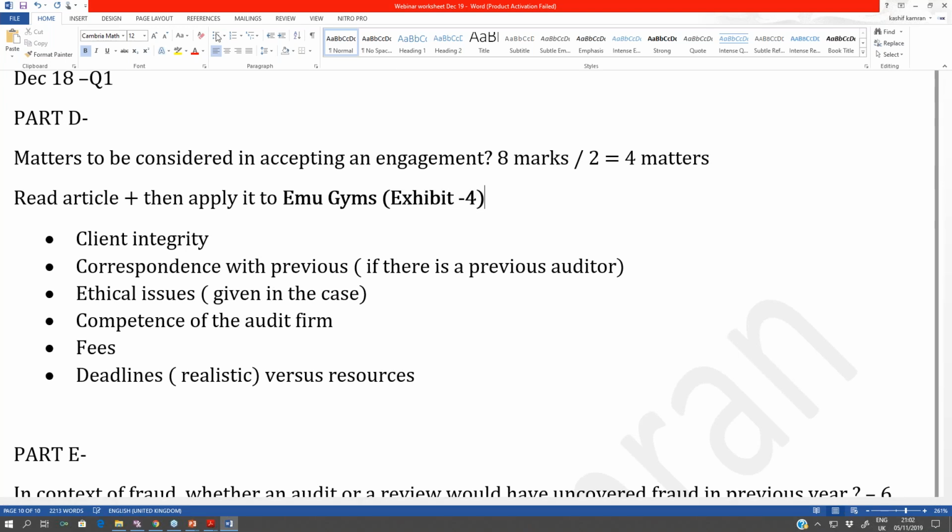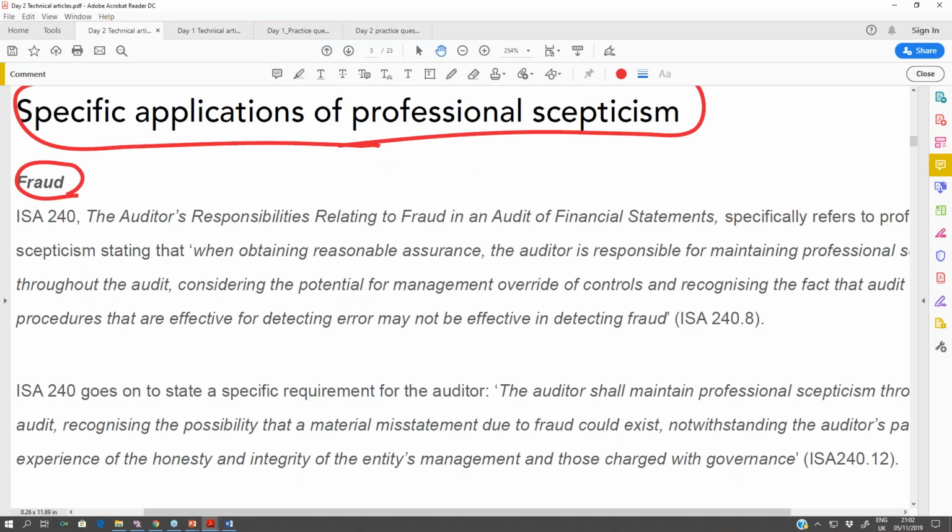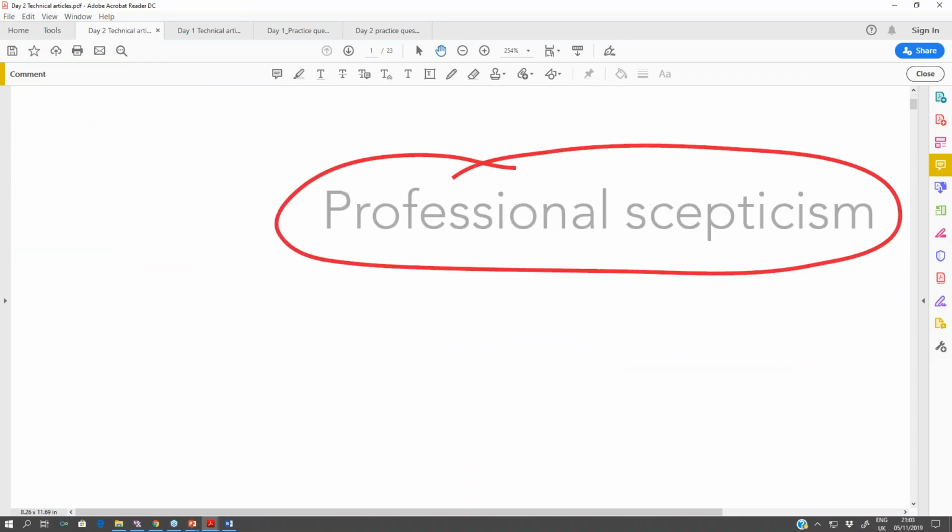So you need to read exhibit 4, right, and see what you can do in terms of writing the methods to be considered in accepting engagement. And please remember, this is such an important area of your syllabus, methods to consider in accepting engagement. This is a syllabus area which I'm just highlighting here.